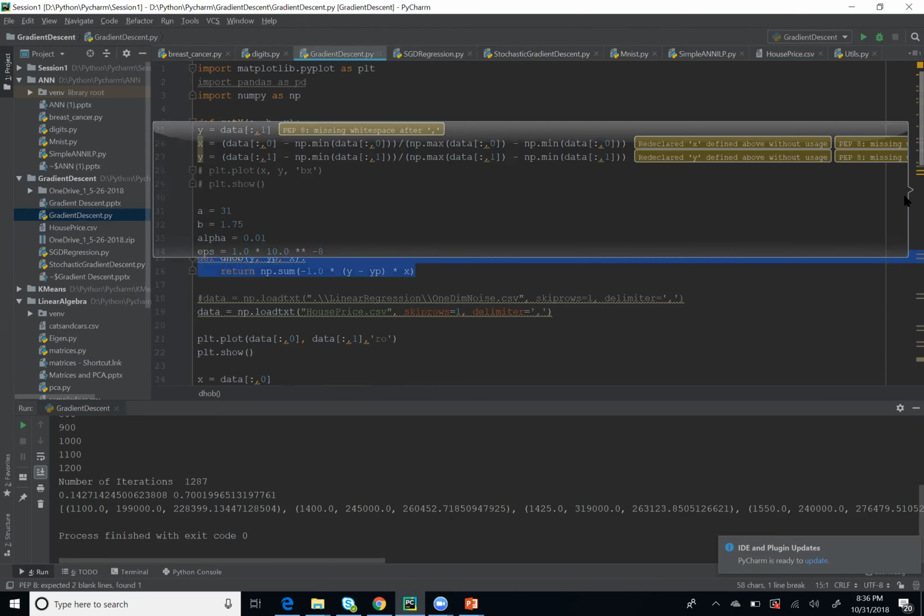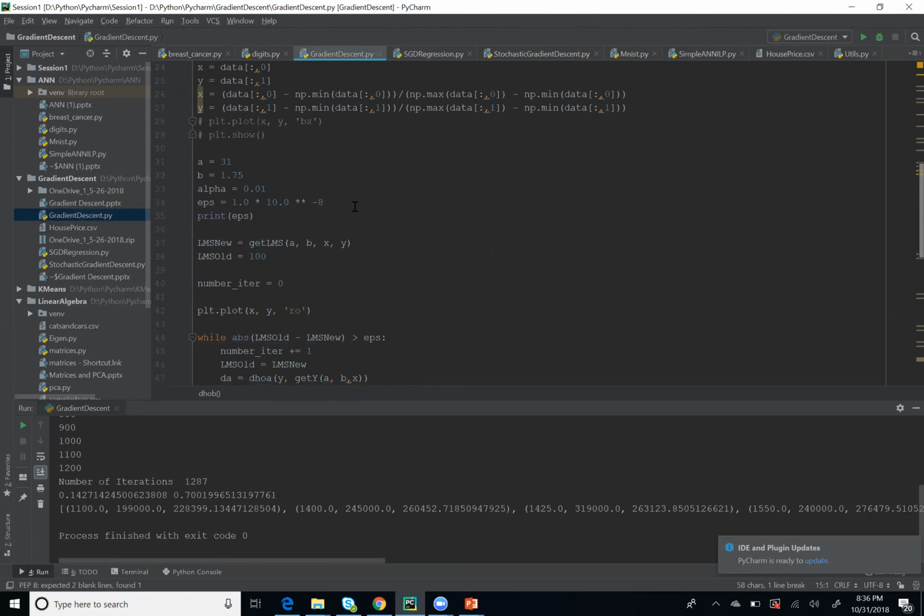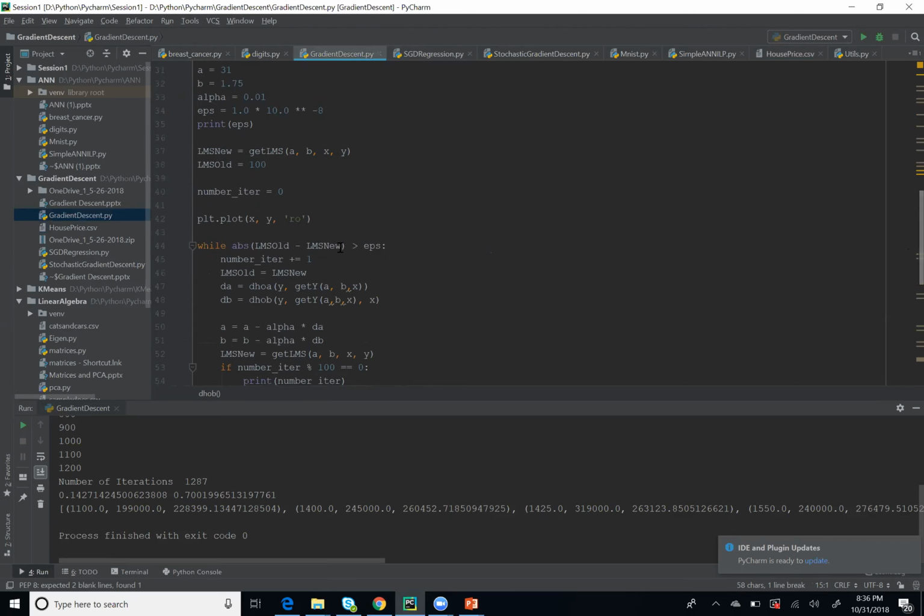So over all the points, I'm calculating my new a and b, and then I'm using this learning rate. I'm using an alpha of 0.01, and epsilon is basically the difference. We cannot exactly get zero error, but if my error is some 10 to the power of minus 8, I'll stop. So while my old least square error minus the new least square error is greater than this thing, I keep on iterating.